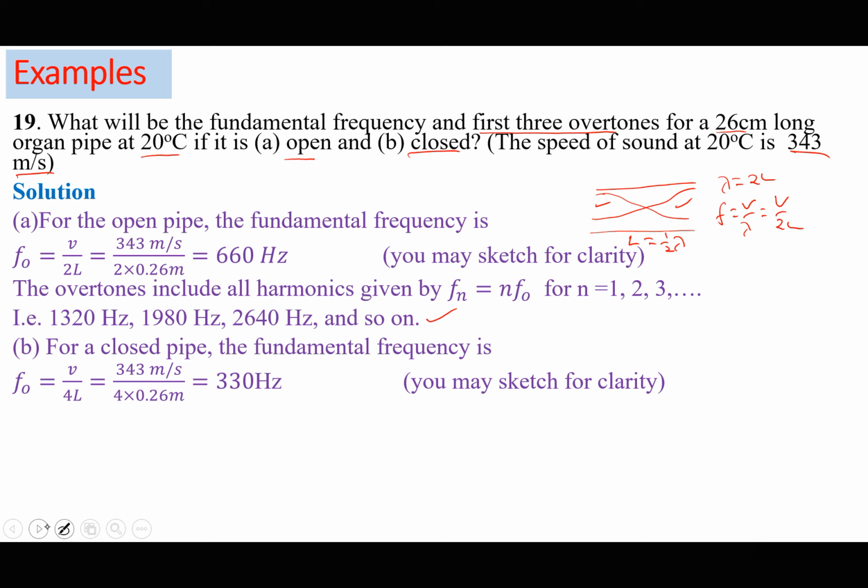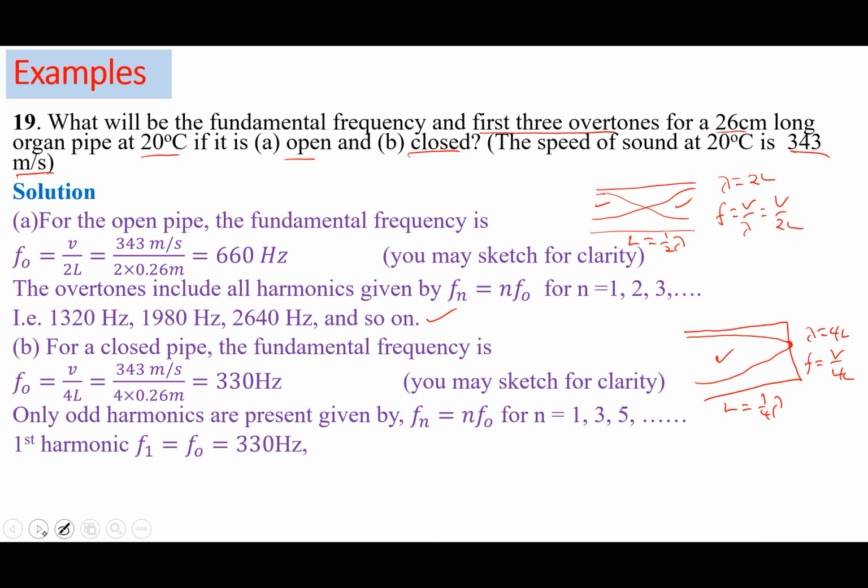Then for a closed pipe, you can sketch the fundamental mode of vibration, where you have only one node and one antinode. So this is a quarter of a cycle. So L represents a quarter of a wavelength. So wavelength is 4 times L. Remember, f will therefore be v over 4L. So you can get the fundamental. And then for a closed pipe, remember, only odd harmonics are present. So fn is equal to n f naught, where n is only an odd number. So you just substitute and get the corresponding frequencies.